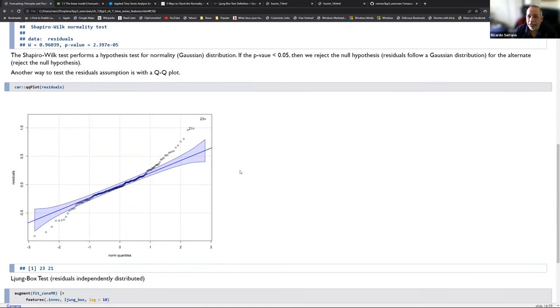The second one is the QQ plot. Okay, and in the QQ plot, we're going to do basically the same thing, but with quantiles, okay? We're going to have the normal quantiles and then the residual quantiles.